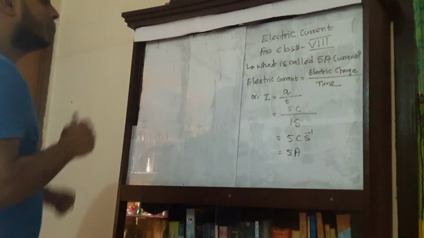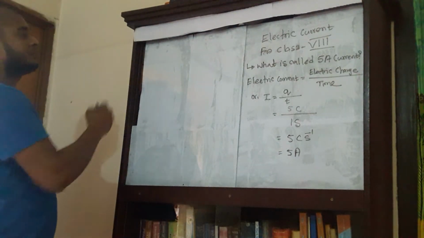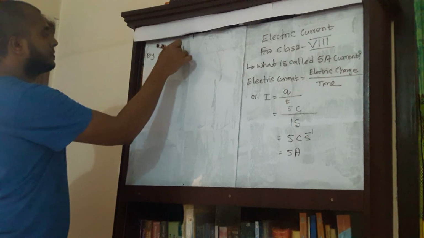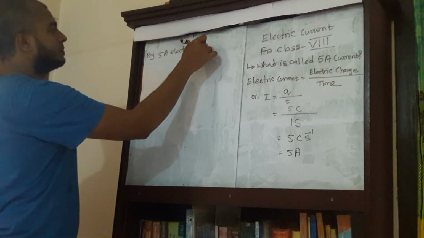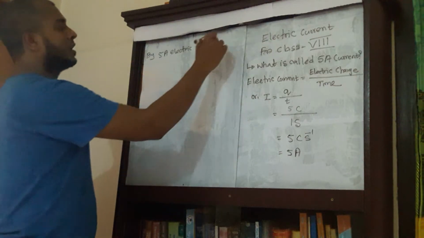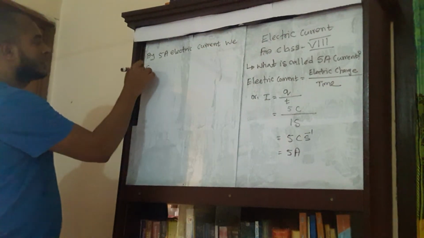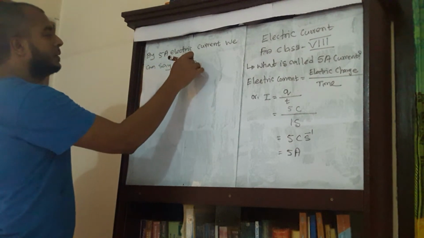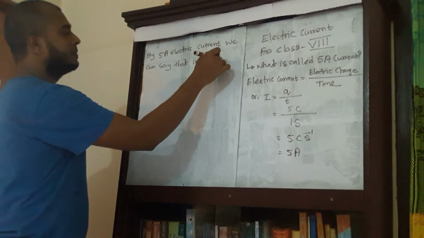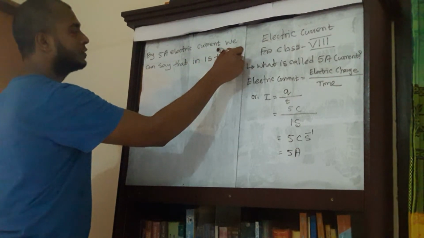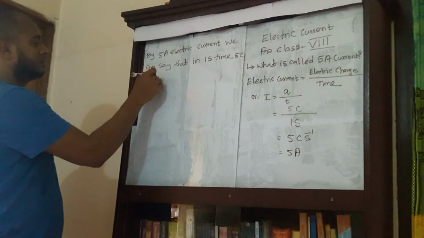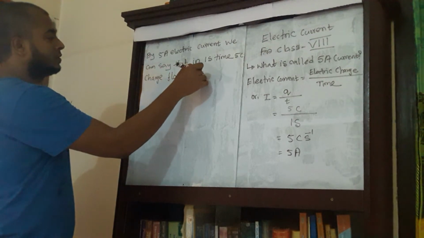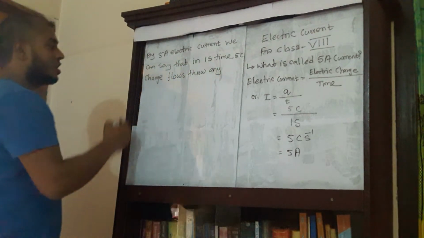Okay? So in a statement you can say that by 5 ampere electric current, we can say that in 1 second, 5 coulomb charge flows through any conductor.